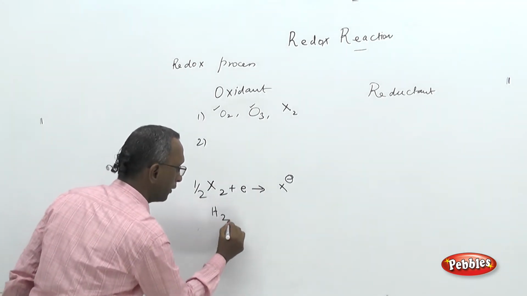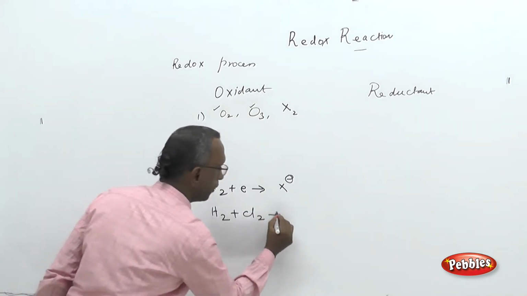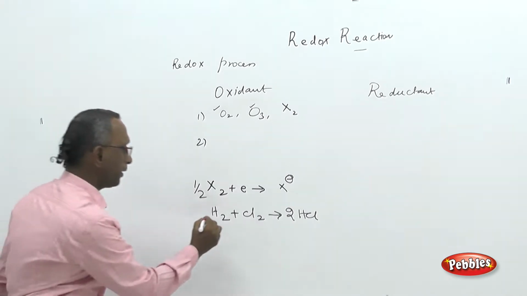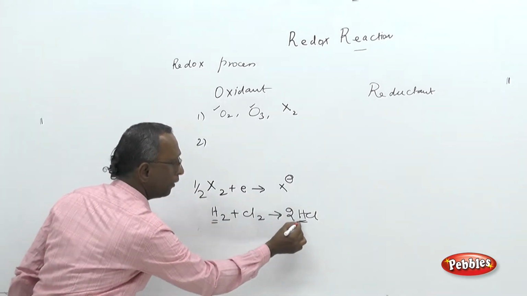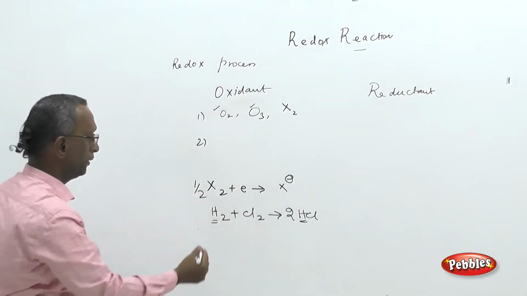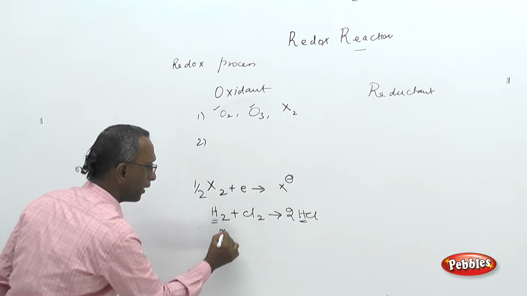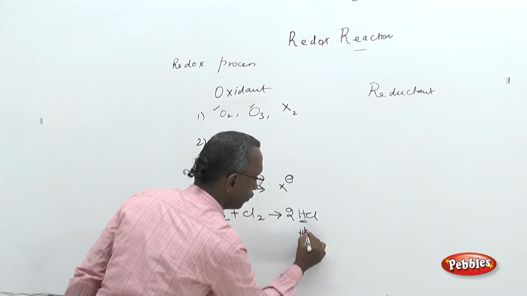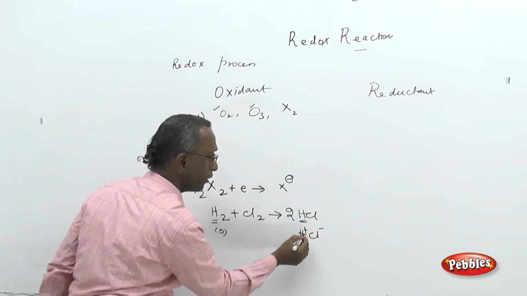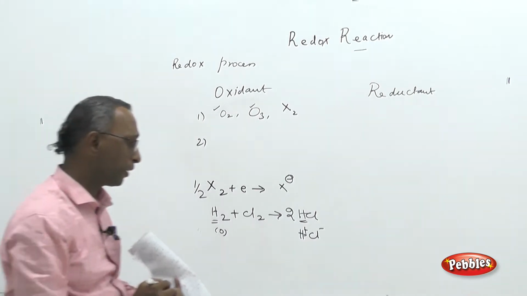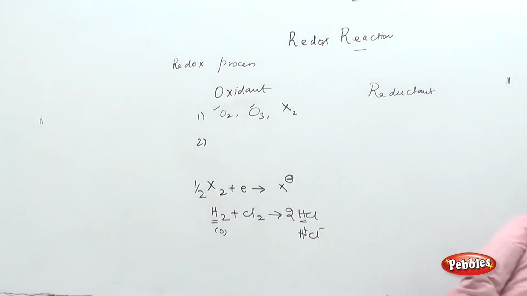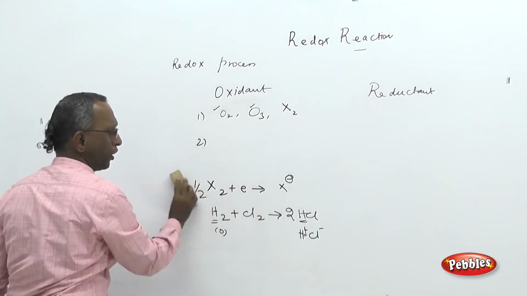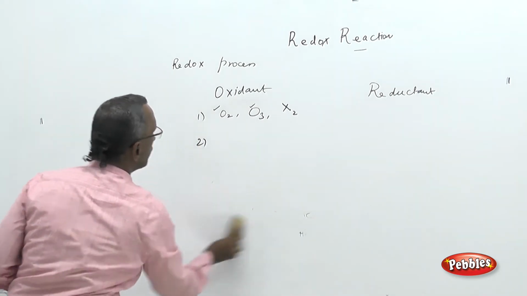For example, even the reaction between hydrogen and chlorine to form hydrogen chloride is a redox process. We will see about the oxidation state a bit later. The oxidation state of hydrogen on the reactant side is 0, whereas the oxidation state of hydrogen on the product side, where it is H plus Cl minus, is plus 1. So increase of positive charge or increased oxidation state refers to oxidation. Hydrogen is said to be oxidized by halogen. So halogens can be used as oxidizing agents.